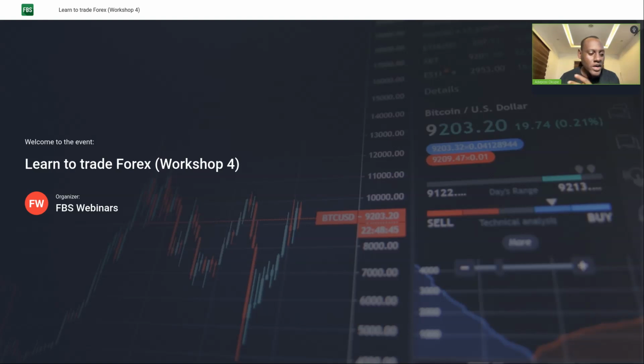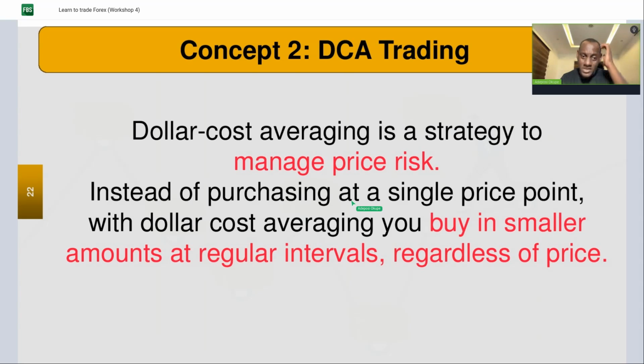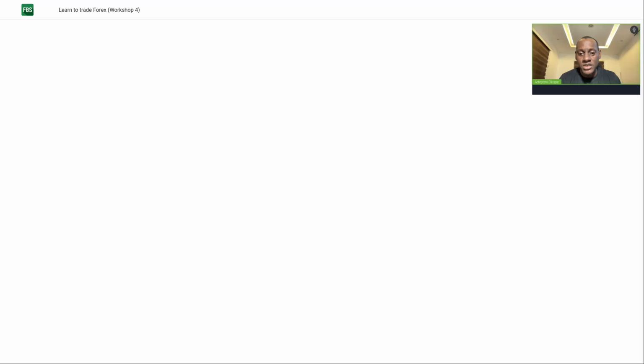Okay, so don't worry, I'm going to show you guys a very clear example that will bring this home. These are just explanations. Let me explain the second concept: dollar cost averaging. Dollar cost averaging is a strategy to manage price risk. So instead of purchasing at a single price point, with dollar cost averaging, you buy in smaller amounts at regular intervals, regardless of price.